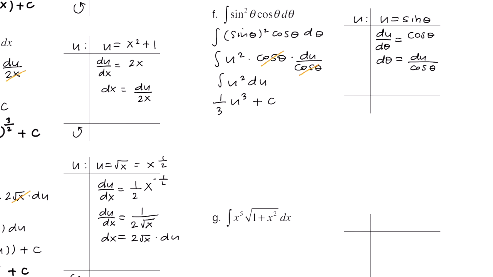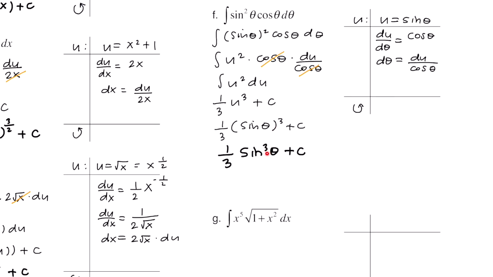And finally, we're ready to plug u back in. So we plug sine of theta back in for u, and I just rewrote this as sine cubed of theta, so we have 1/3 sine cubed of theta plus c for our final answer.